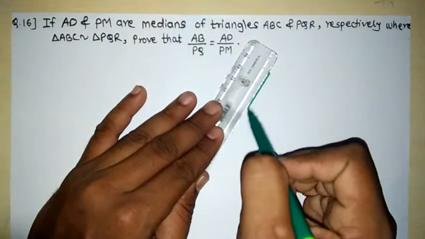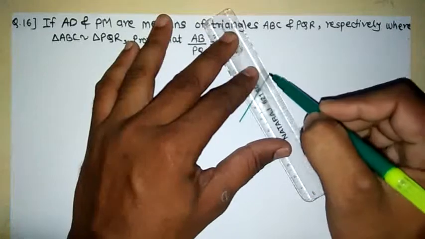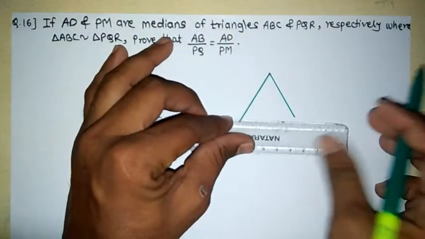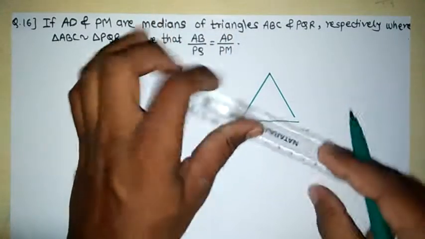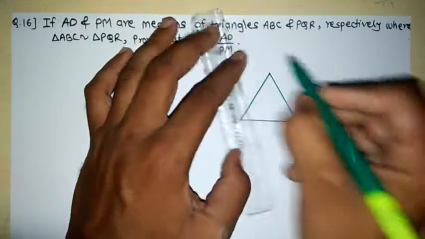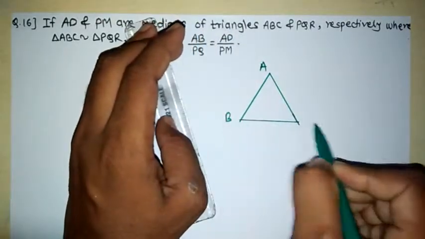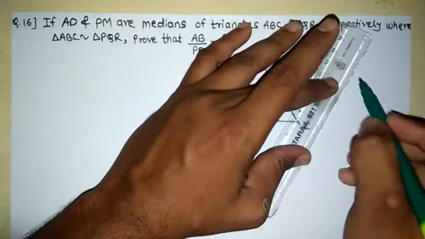First, I will consider two triangles. One triangle is triangle ABC, and another triangle will be triangle PQR. Let's consider the first triangle to be triangle ABC. This is triangle ABC, and another triangle will be triangle PQR.